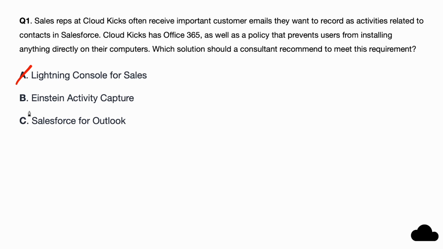Next, we have Einstein Activity Capture. So Einstein Activity Capture automatically keeps data between Salesforce and your email and calendar in sync. And it works for Google Mail as well as for Microsoft Outlook. And that's hence the importance of this question mentioning Office 365. We know we need some sort of Microsoft functionality. And so Einstein Activity Capture is the best option, I think, for this question. This is a tool that relates automatically things from your email to records within your Salesforce instance. So this sounds like a better choice than the Lightning Console app.